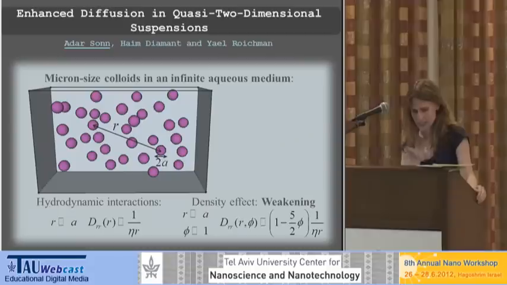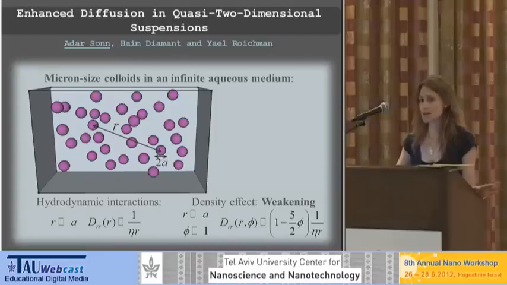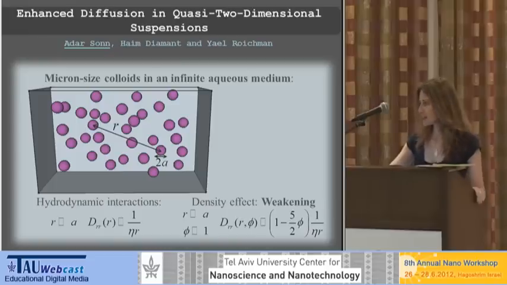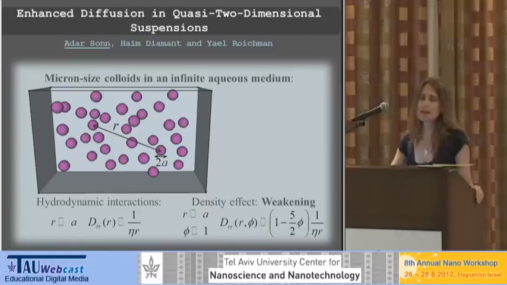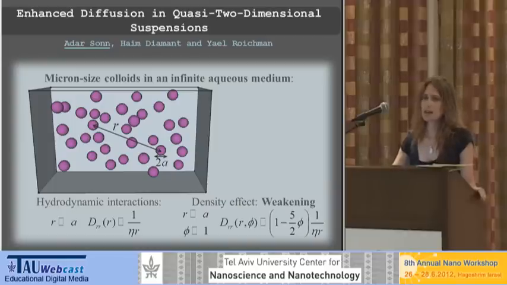If we now increase the density and add more particles, the other particles will disturb the long-range correlated motion, and it turns out that the long-range correlated motion weakens due to density. In terms of effective viscosity, the effective viscosity increases with respect to the fluid viscosity as we increase the density.